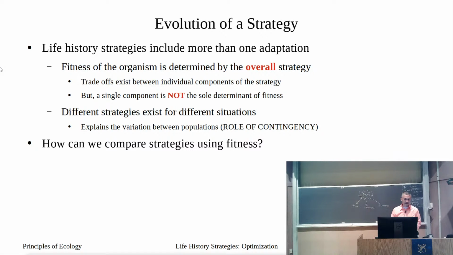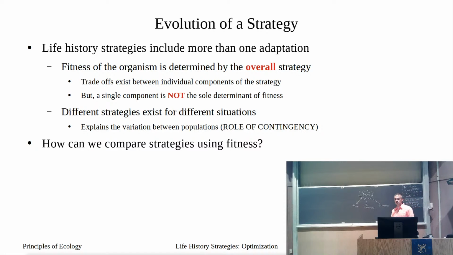Now, how do we figure out what the best strategy is? So how do we measure fitness? Well, we recognize that our life history strategies include more than one adaptation. We started our talk this year talking about a single adaptation. You've got long arms, or you can have short arms. So arm length, that was our one adaptation. Life history strategies aren't like that. We have to look at the suite of traits to figure out what the best strategy is, because that's our overall fitness. Now, trade-offs exist between these individual components, and we'll see some of those. But note that a single component isn't going to be the sole determinant of fitness. We have to look at the suite of traits that are in our strategy.